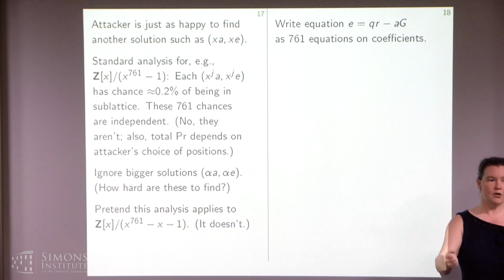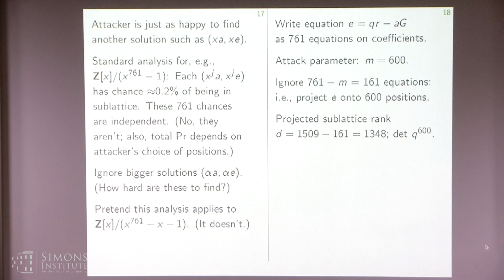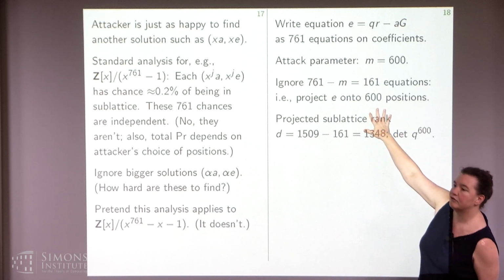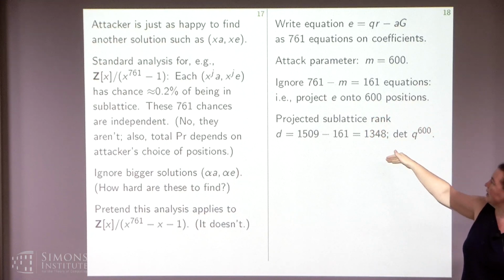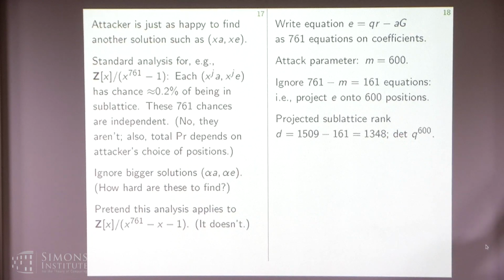We want to throw our preferred SAP solver onto this. And so then we have these 761 equations. And then we have another parameter. In addition to fixing some of the parameters of a to be 0, we now want to project onto something. So we're fixing 600 positions onto which we're projecting. So we're reducing our lattice dimension by another 161. And then we're getting a different rank of this lattice. And so I have my matrix here. And so that just means that I'm cutting out 161 of the equations.